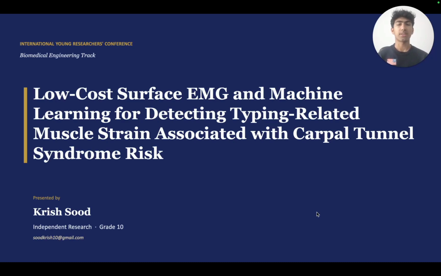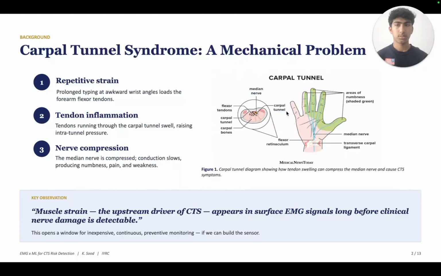My project investigates whether a low-cost surface EMG system, combined with machine learning, can detect typing-related muscle strain associated with carpal tunnel syndrome risk. So, what is carpal tunnel syndrome? Well, it is a compression of the median nerve.